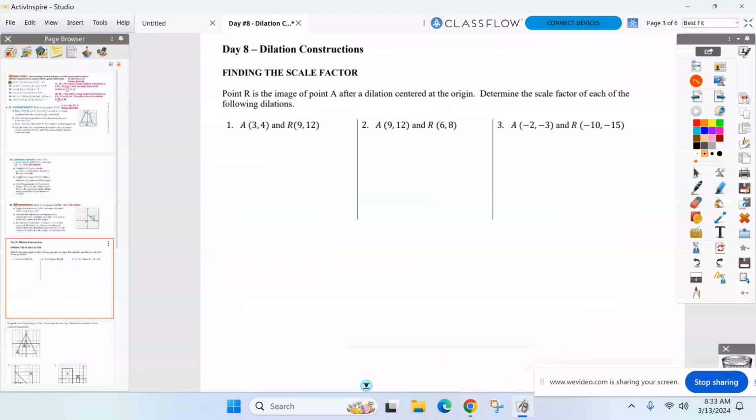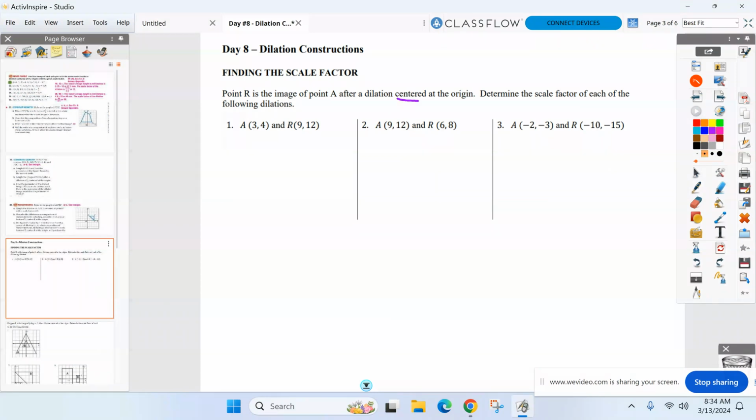Here's what I'm going to start class off with today. I will give you the pre-image and the image, tell you it was a dilation, but now I want the scale factor. What did we dilate by? If you look at the directions here, point R is the image of A. So I'm going from A to R. This is the best news of today.